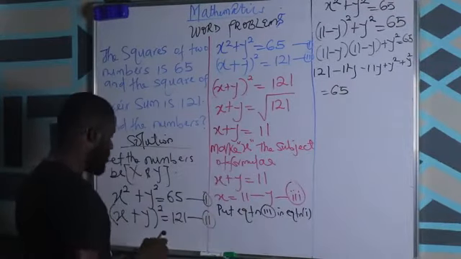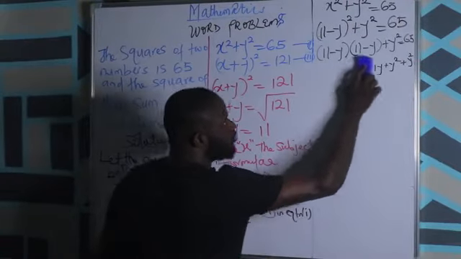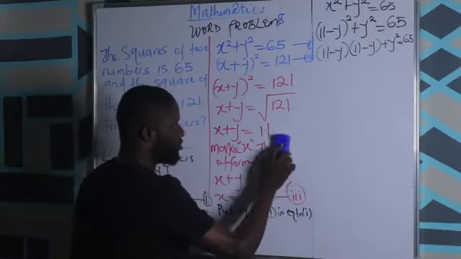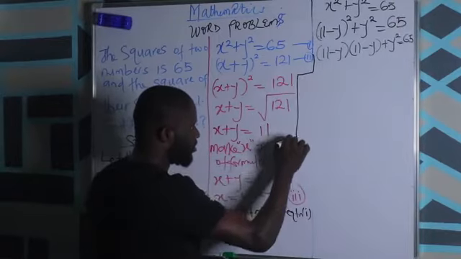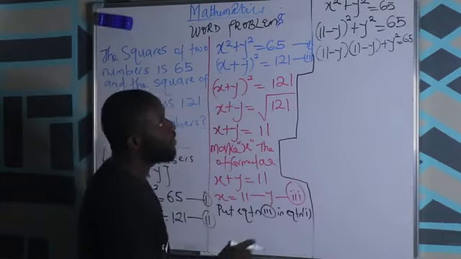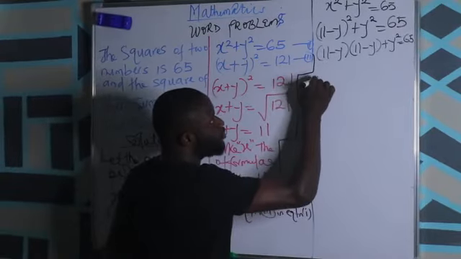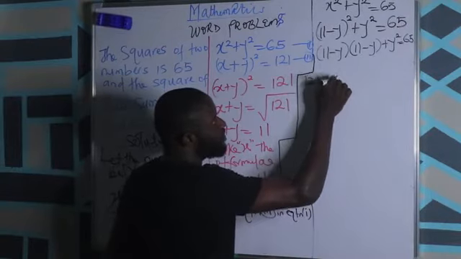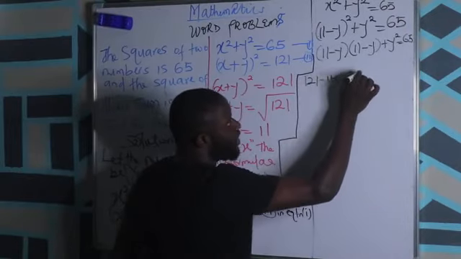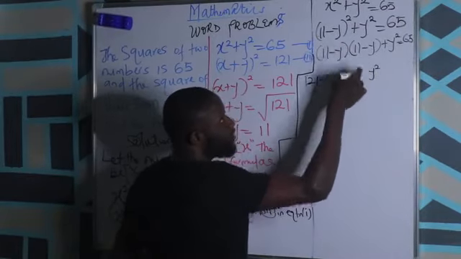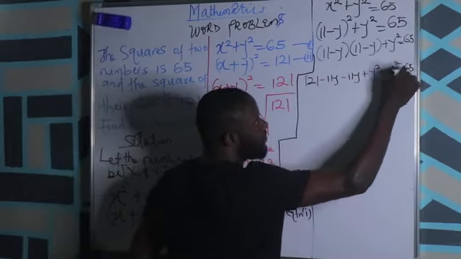I'm going to make this a little bit bigger so that we can get a bigger picture of this. Okay, so I have 11 minus y times 11 minus y. 11 times 11, I have 121. 11 times minus y, I have minus 11y. Minus y times 11, I have minus 11y. Minus y times minus y, I have plus y squared. Minus times minus plus, y times y is y squared. Plus y squared is equal to 65.